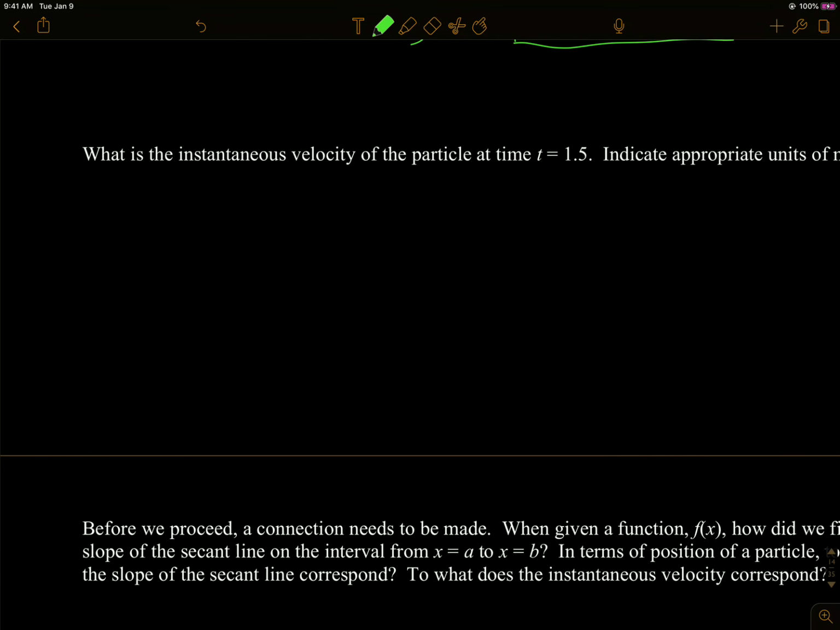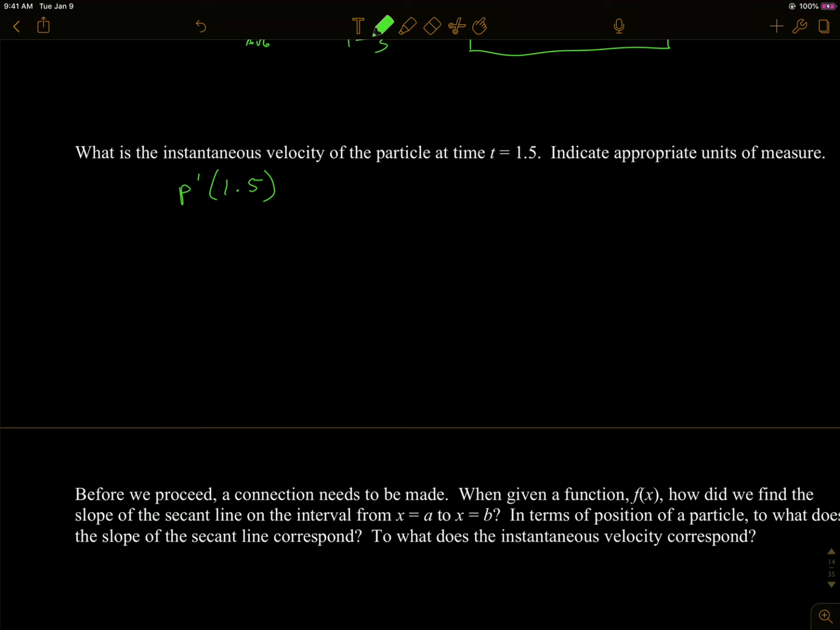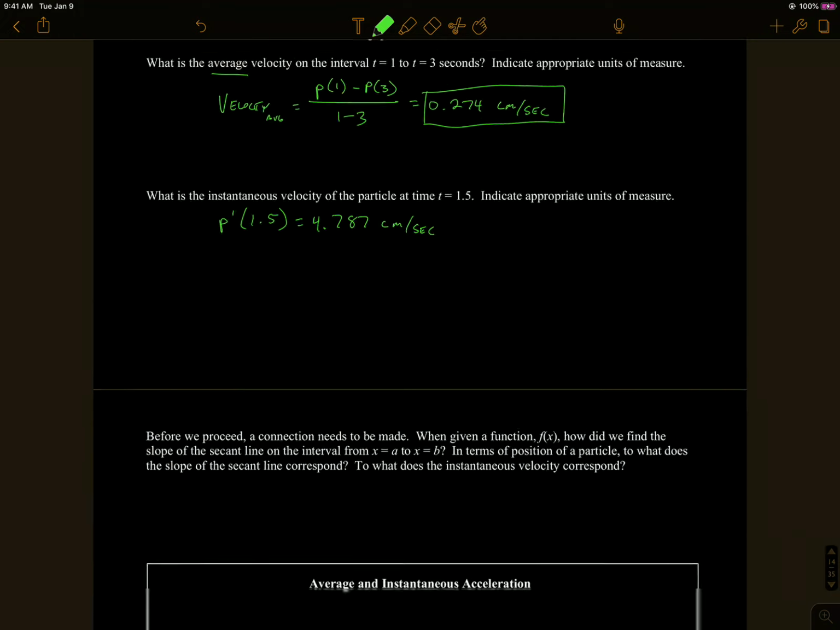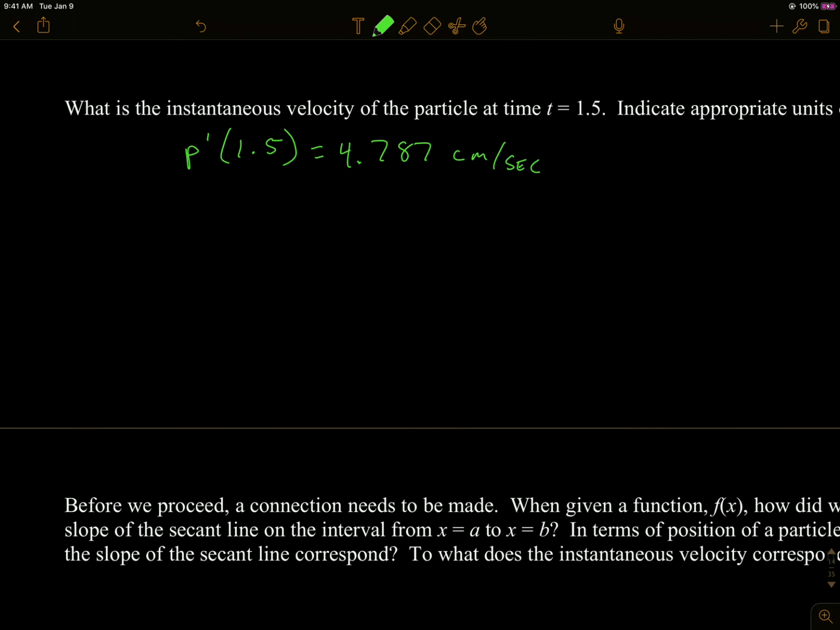What's the instantaneous velocity of the particle at time t equals 1.5? So now they want the instantaneous velocity at a specific time. So that means what we're really looking for is the derivative at 1.5, the slope of the tangent line at 1.5. So you can do this on your calculator and get 4.787 centimeters per second. You would put the original function in y1, then go back to your main screen and do nDeriv at 1.5, and you should get this.